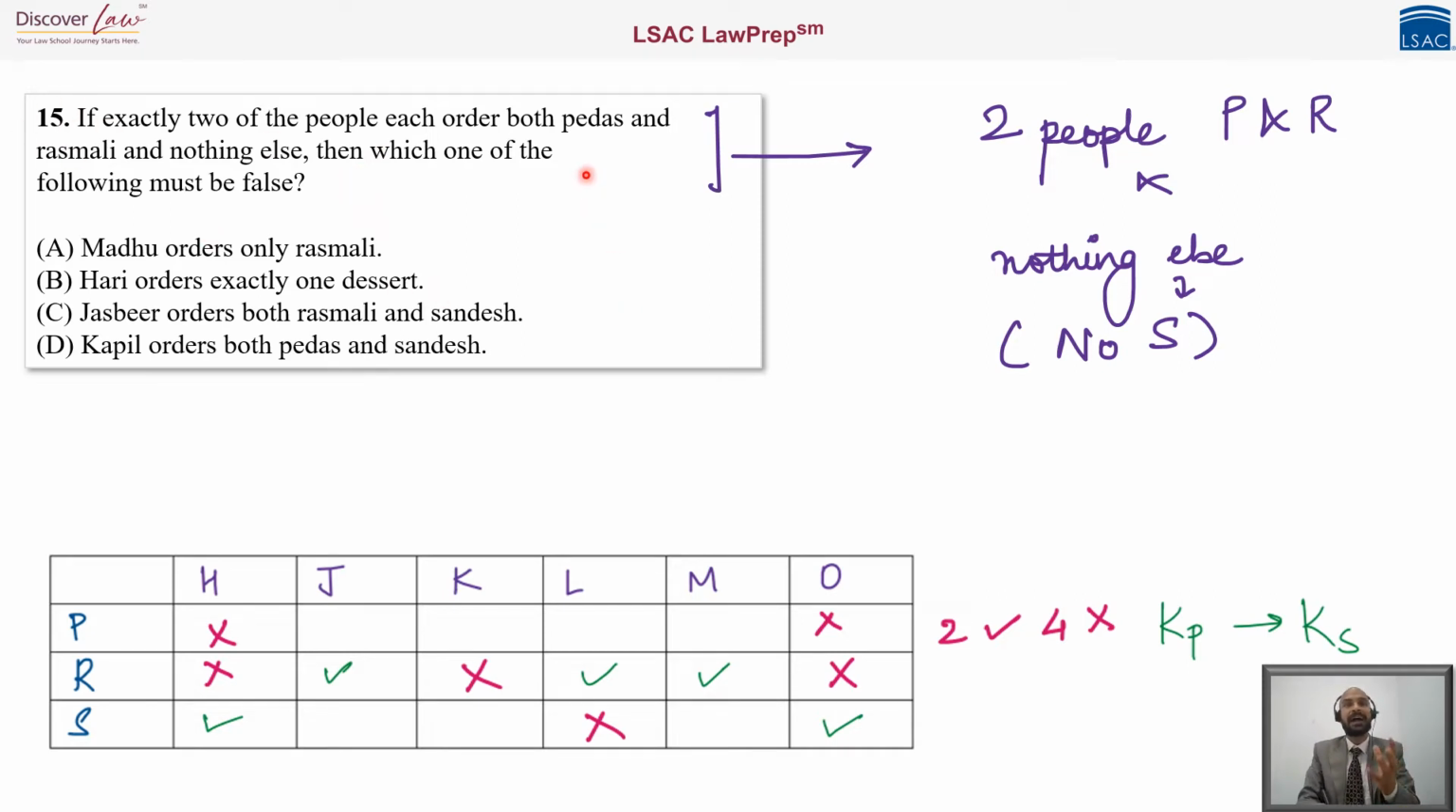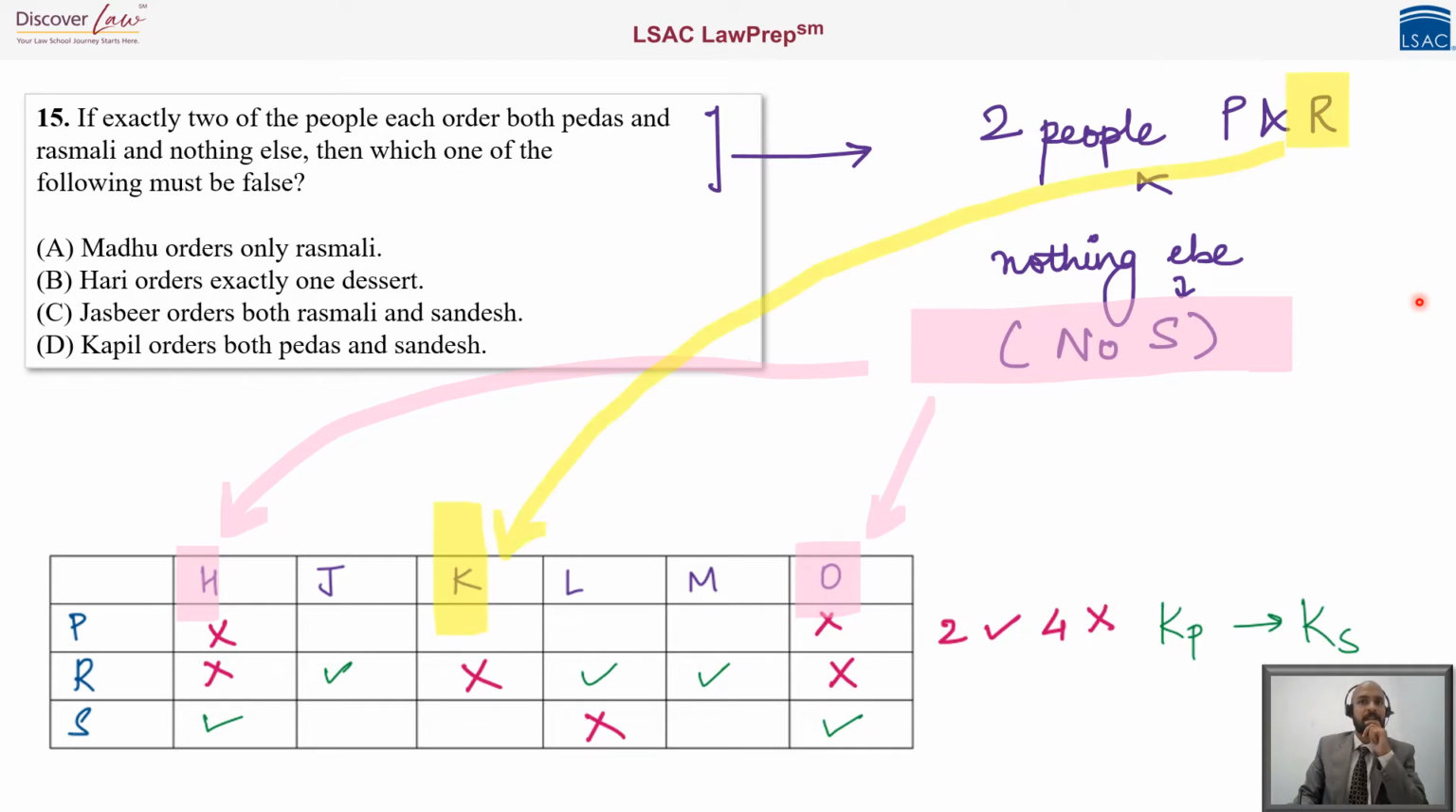So what we do is we add these rules to the master diagram. It says only 2 people have P and R and nothing else, which means that they do not have S. Now what does that tell you? Anyone who has S cannot be one of these 2 people, because these 2 people, whoever they are out of these 6, do not have anything apart from P and R. You see here H has S, and even O has S. Therefore anyone who eats these cannot be one of these 2 people.